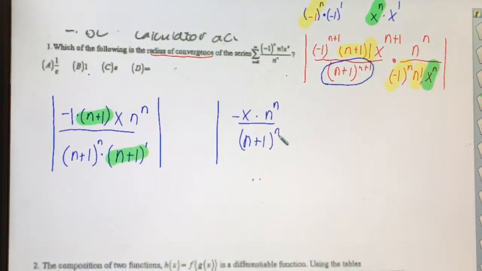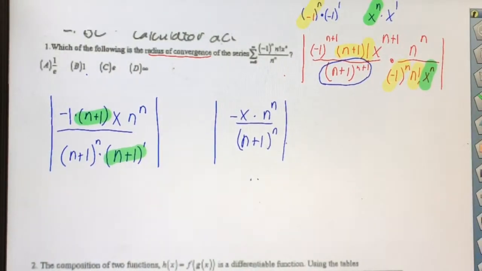Now when I do the ratio test, the ratio test definition says that I'm supposed to take the limit of this as n approaches infinity. And that's supposed to be less than 1. But before I put the less than 1, I'm going to take the limit of this. But I can pull out the negative x. Because it's absolute value, it's going to be just an x that comes out.